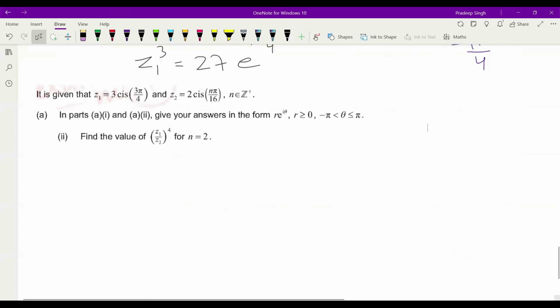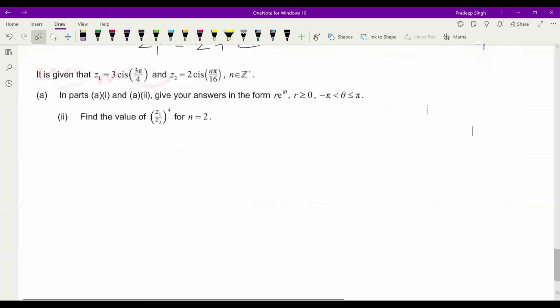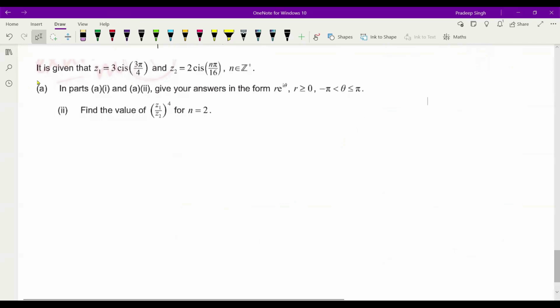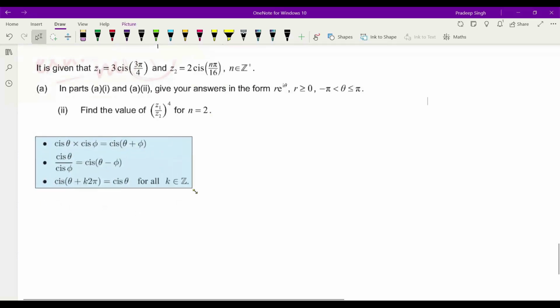So analyze the given data, and the second subpart of the same A part. Find the value of z1 by z2 raised to the power of 4, and for a value of n equal to 2. Now to do this, let's revise some properties of cis functions. So have a look.